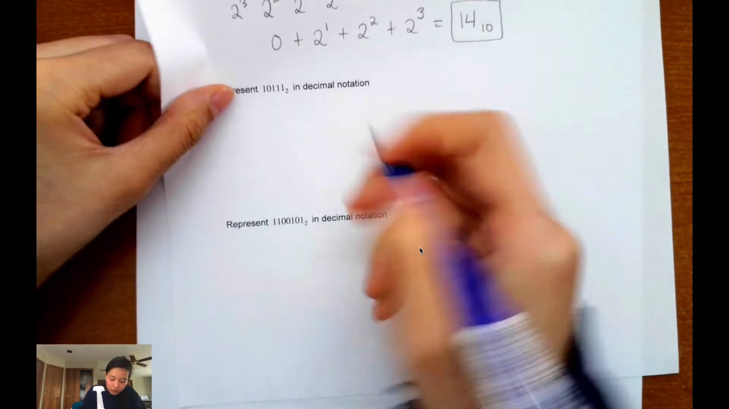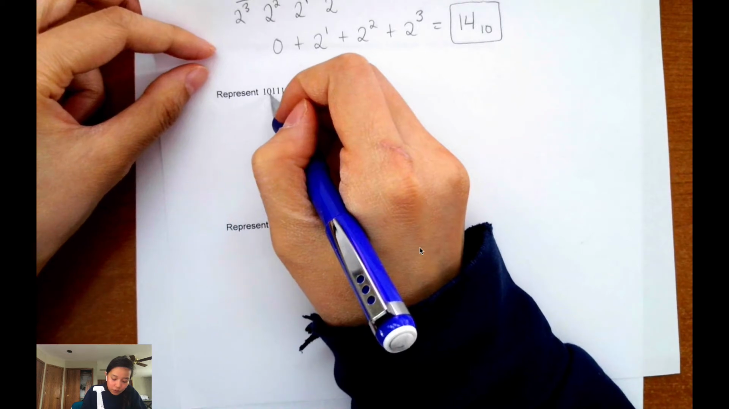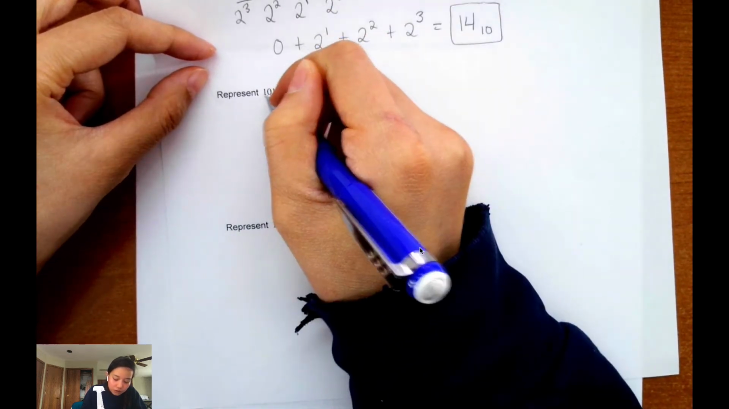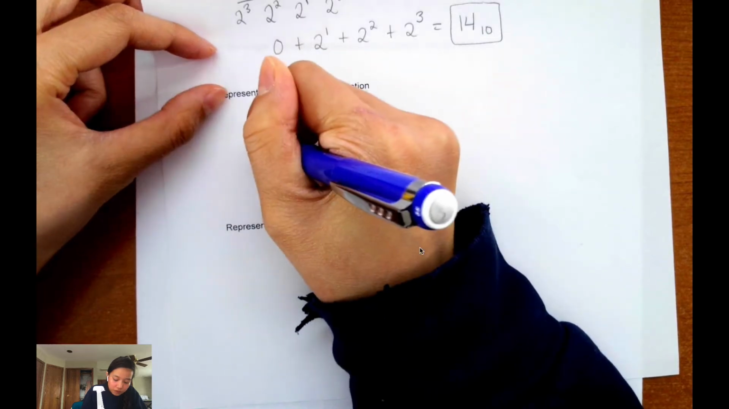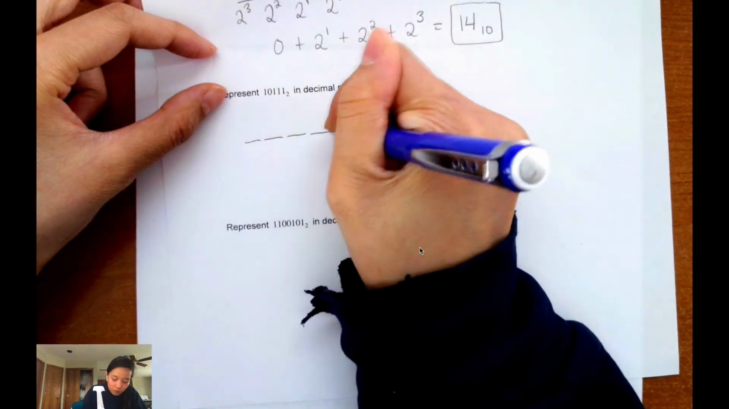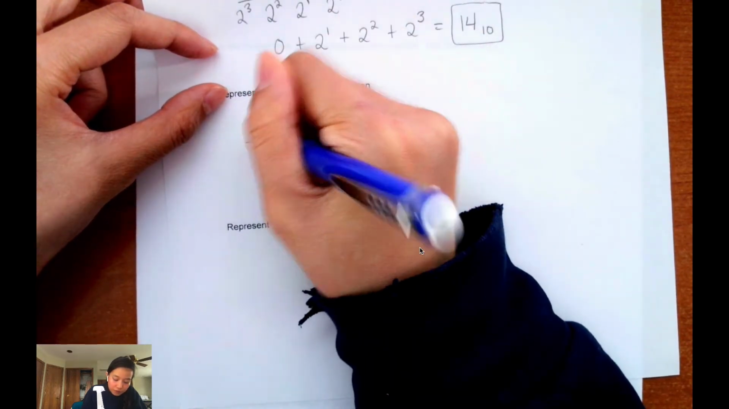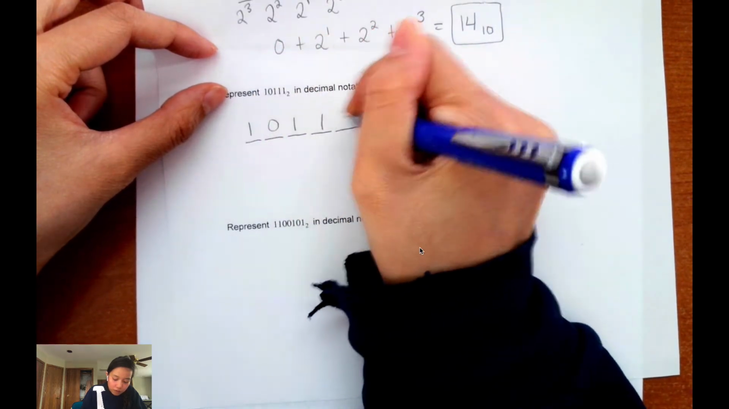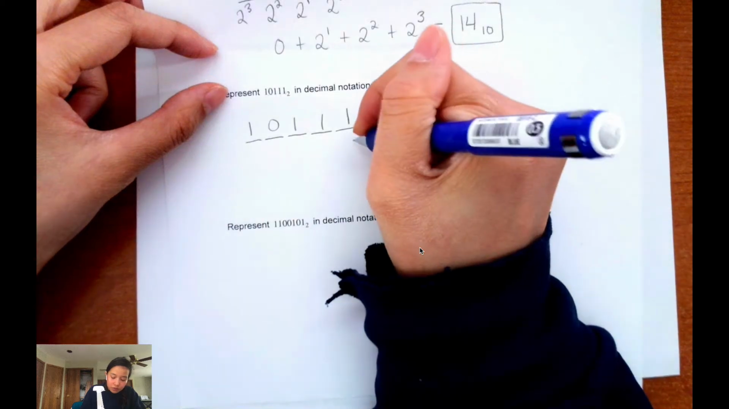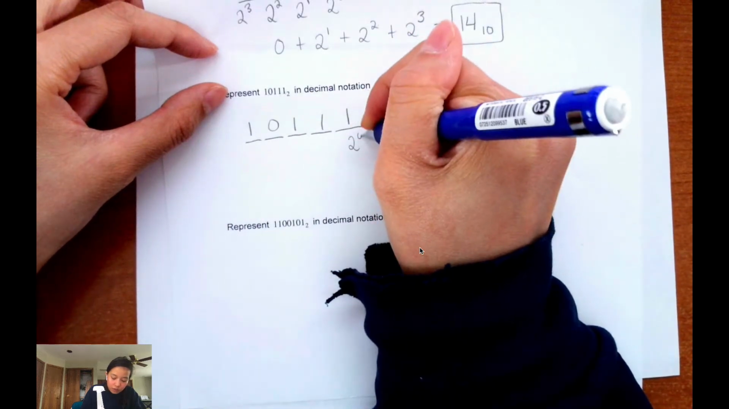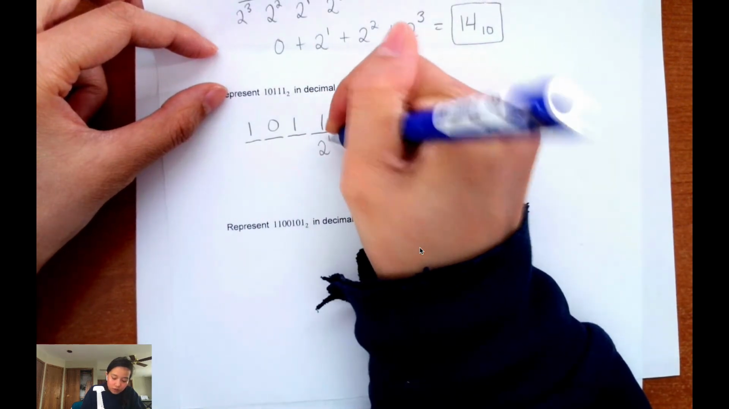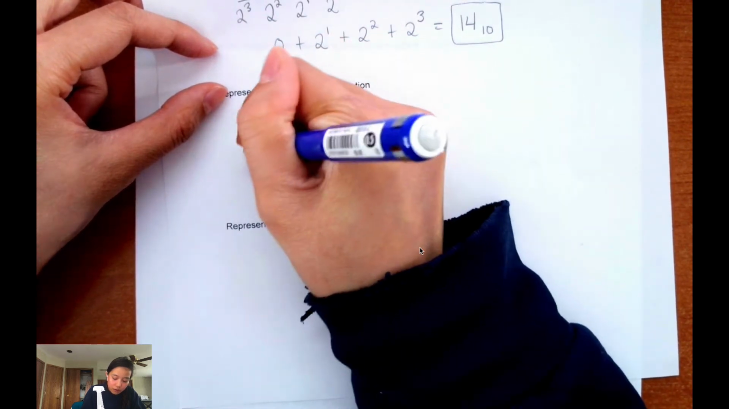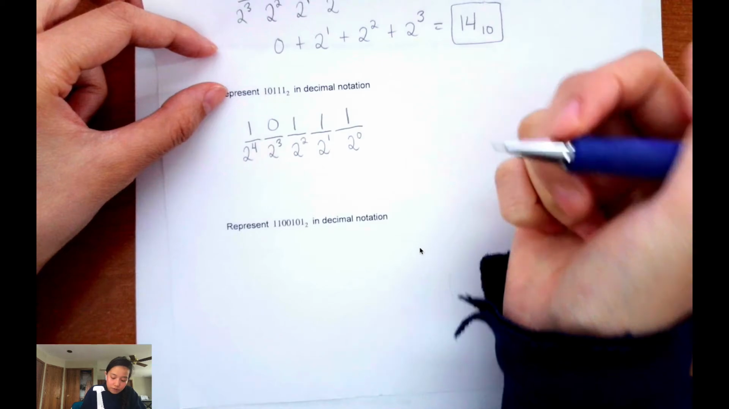Okay, next one. Represent 10111 in base 2 in decimal notation. There are 1, 2, 3, 4, 5 positions. I'm going to put the numbers on top: 1, 0, 1, 1, 1. The position on the very right is 2 to the 0th power, and then 2 to the first power, and then 2 to the second power, and then 2 to the third power, and then 2 to the fourth power.